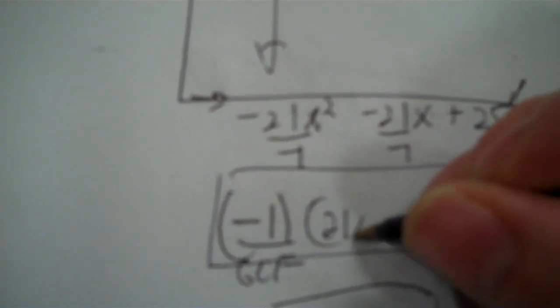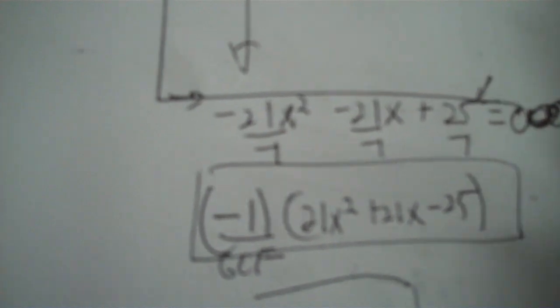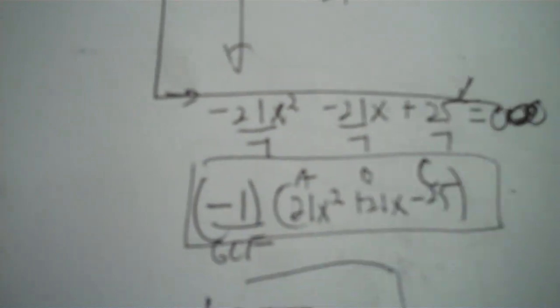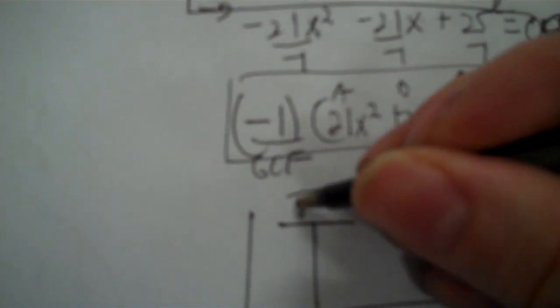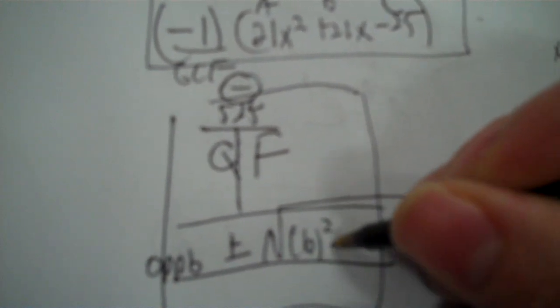But 21x to the second plus 21x minus 25. So 21 times negative 25, negative 525. What did I tell you about numbers in the hundreds? Don't go to the quadratic formula. So plus or minus, opposite of b, plus or minus the square root, b squared minus 4ac, over 2a.